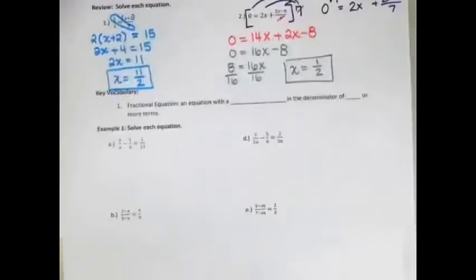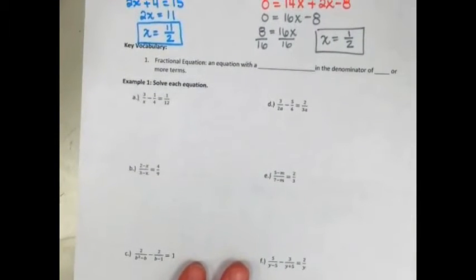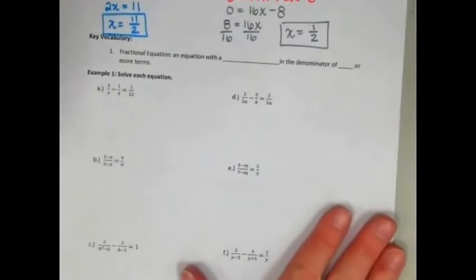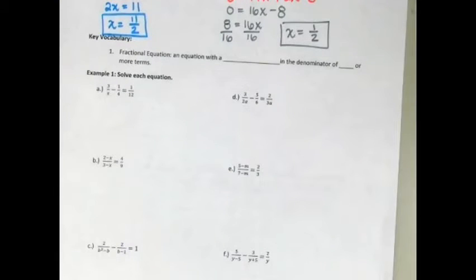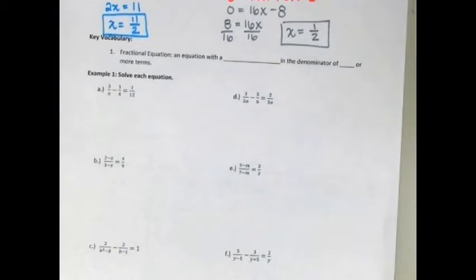7.4 is fractional equations. Instead of just having numbers in the denominator, we're going to have variables in the denominator as well. If we have variables in the denominator, don't we have some kind of restrictions on what x can be? Yes, because a denominator can never be 0. So we have to think of that too. When we have variables in the denominator, what can't x actually be?